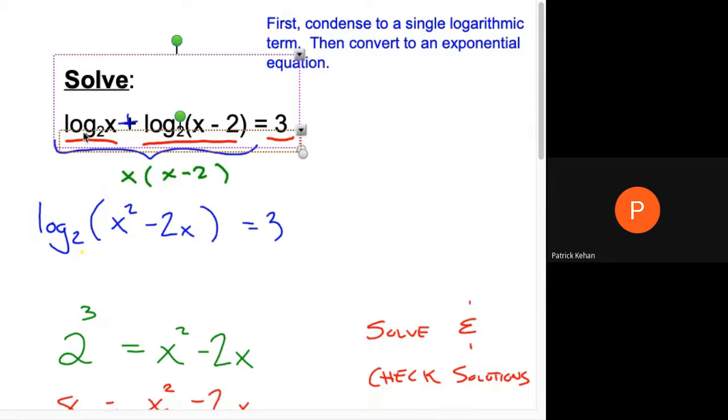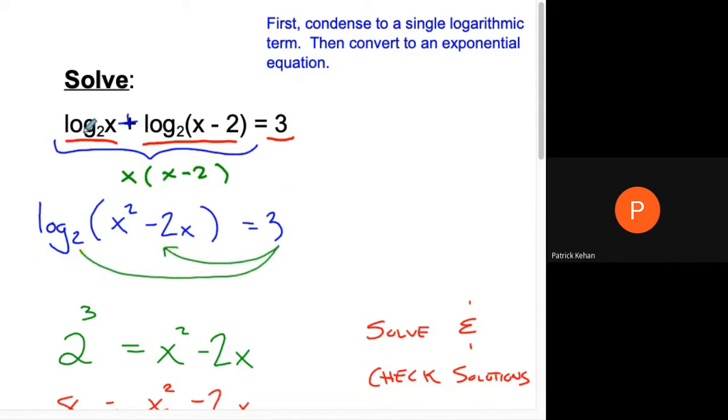At this point, once you have a single log on the left side, you can now convert this to an exponential relationship where we're basically taking 2 right now, right? 2 raised to the third power equals x squared minus 2x. That's what we have going on right there, right? And now this is a quadratic equation. So now we have to solve this quadratic equation.